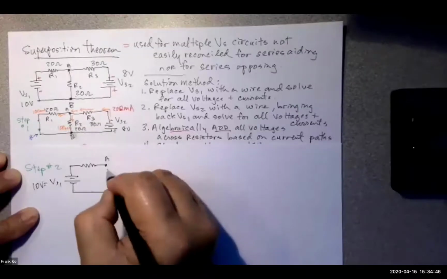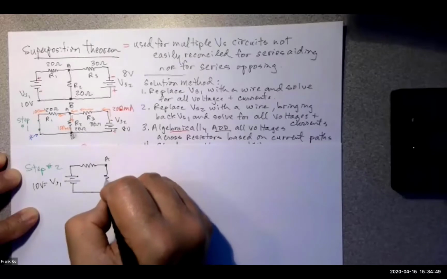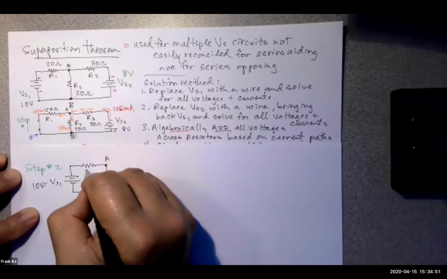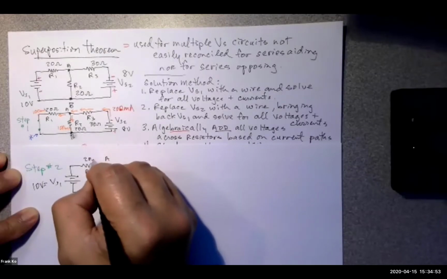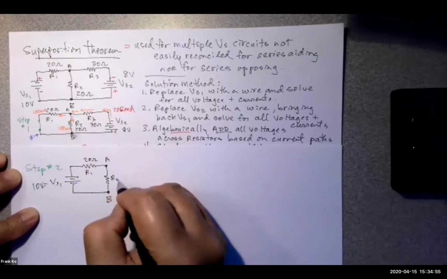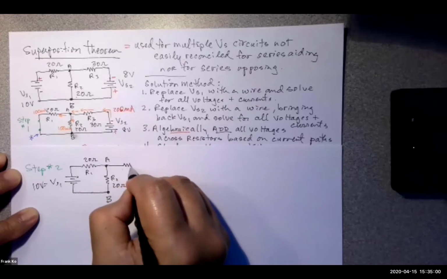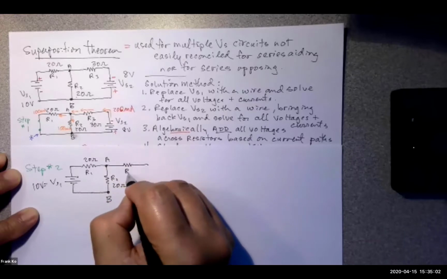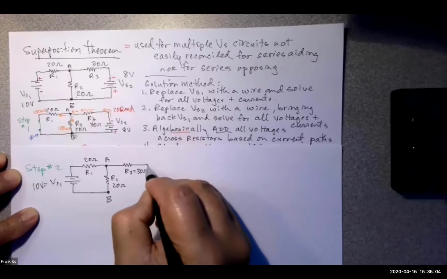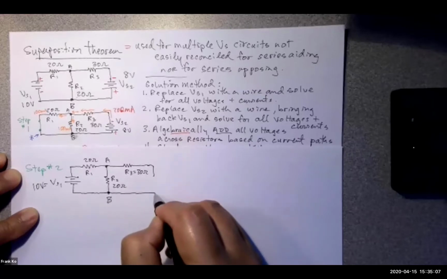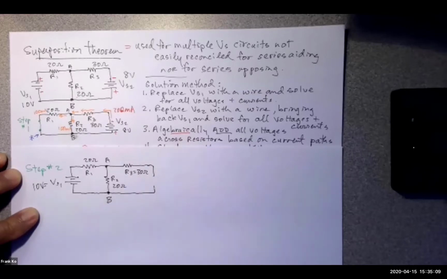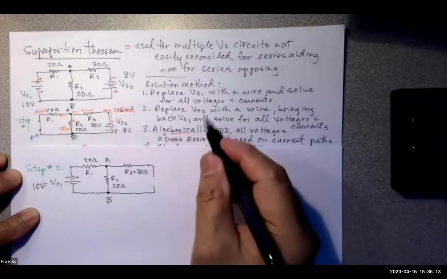Here's my point B. So here's my original R1 of 20 ohms. Here's my original R2 of 20 ohms. Here's my original R3 of 30 ohms. And what am I going to do with my VS2? My VS2, I'm going to replace. You're going to put a wire in it. With a wire. So here's a wire.